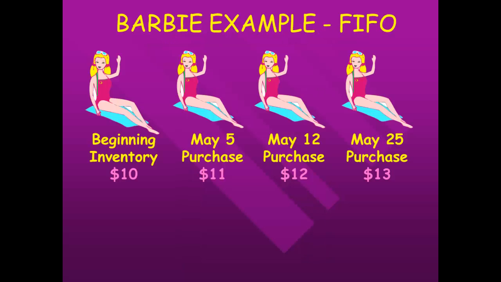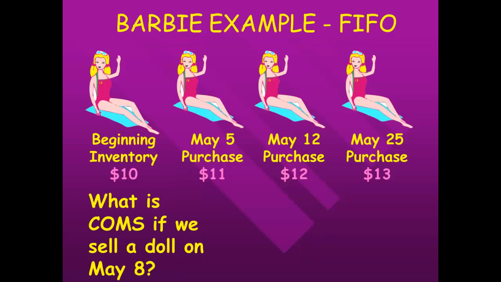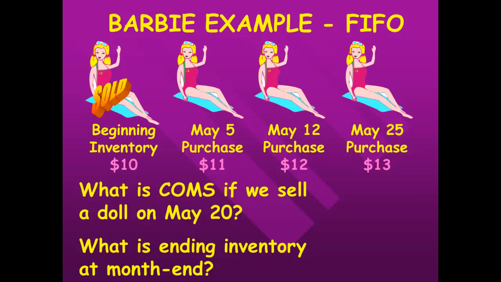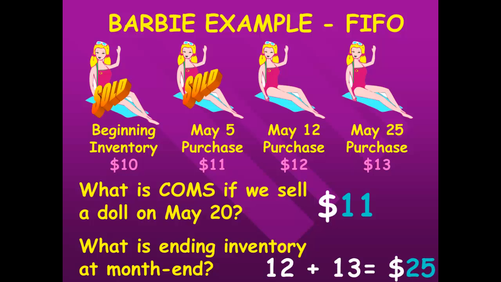Under FIFO, remember we sell the old items. So we sold a doll on May 8th. Using FIFO, we would assume that we sold what doll? The beginning inventory, good. Okay, so my cost of goods sold for that first sale would be $10. Let's make another sale on May 20th using FIFO, where we sell the oldest item. Which would we assume that we sold on May 20th? The one we bought on May 5th. So my cost of goods sold would be $11. How much is my ending inventory at the end of the month? Well, I have the 12 and 13 left, so my ending inventory then would be 25.